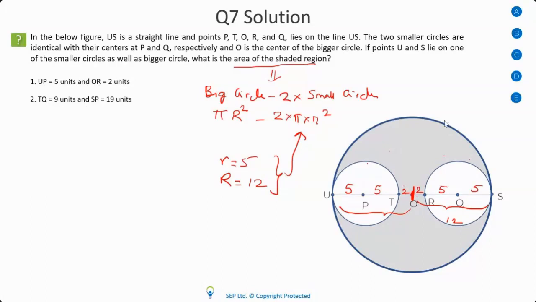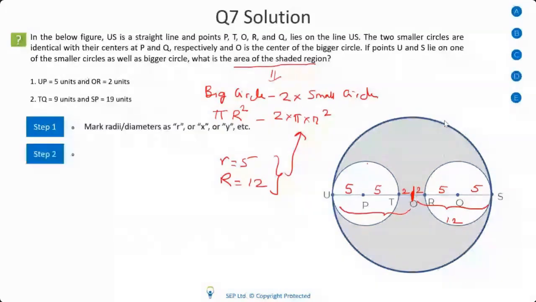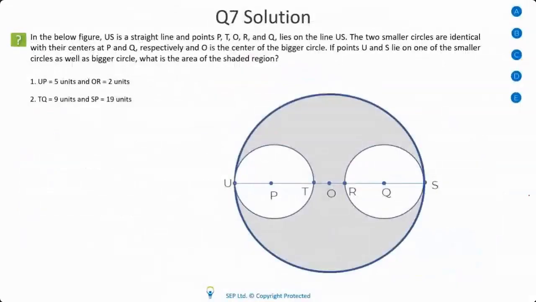So let's go to the second statement. Let me do it here. In the second statement, we are given TQ is 9. This whole thing is 9. SP is 19. Now notice, if you look carefully, this part till here, this is 9, right?